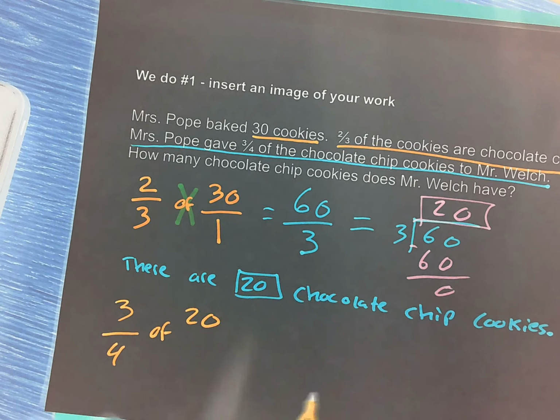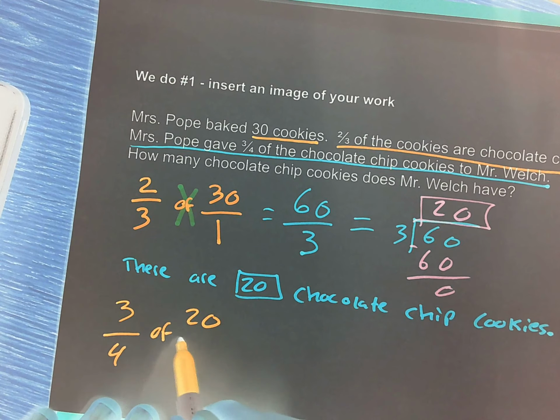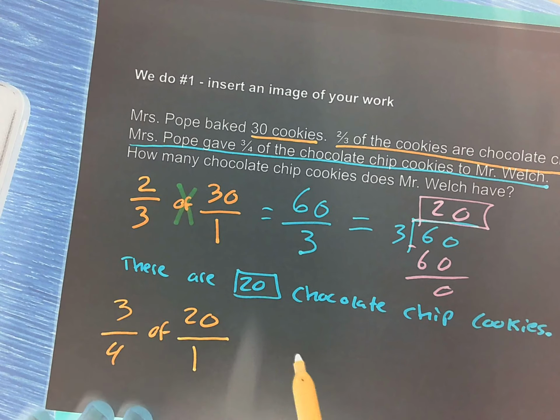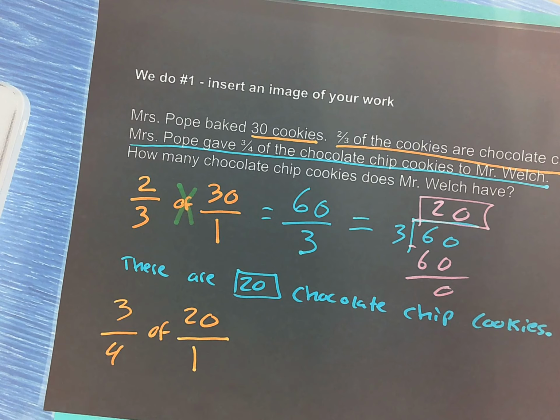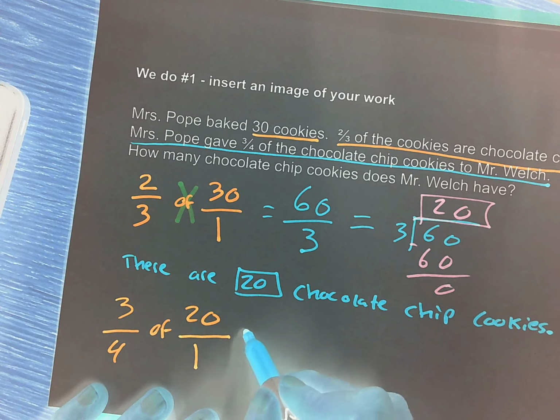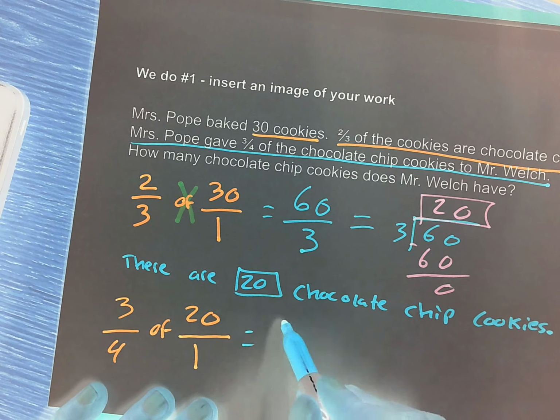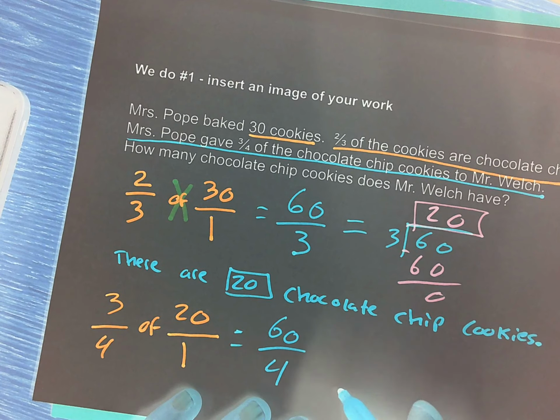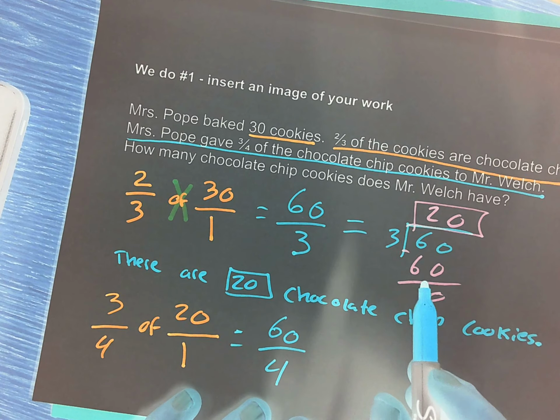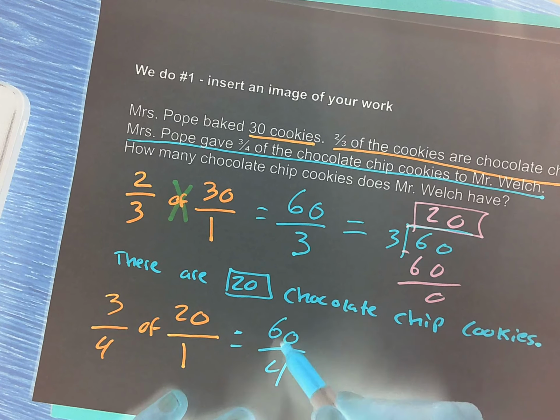And we can solve this the same exact way. I'm going to put my whole number of 20 over 1 to make it a fraction and multiply across. 3 times 20 equals 60. 4 times 1 equals 4. And now we'll have to divide to get an exact number of cookies here. 60 divided by 4.